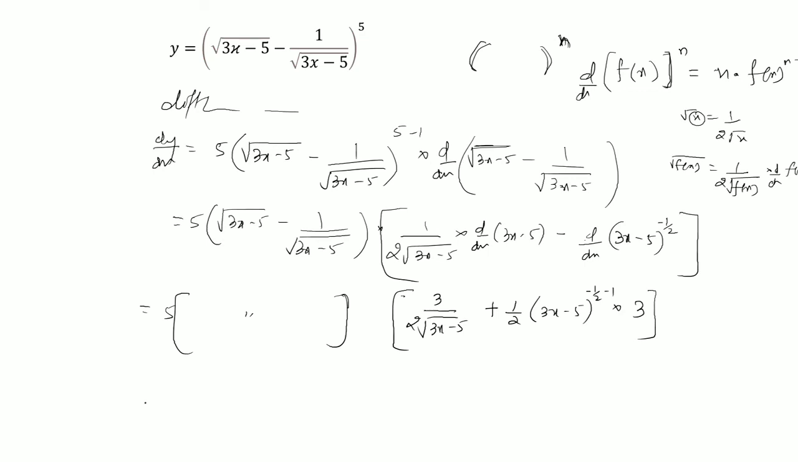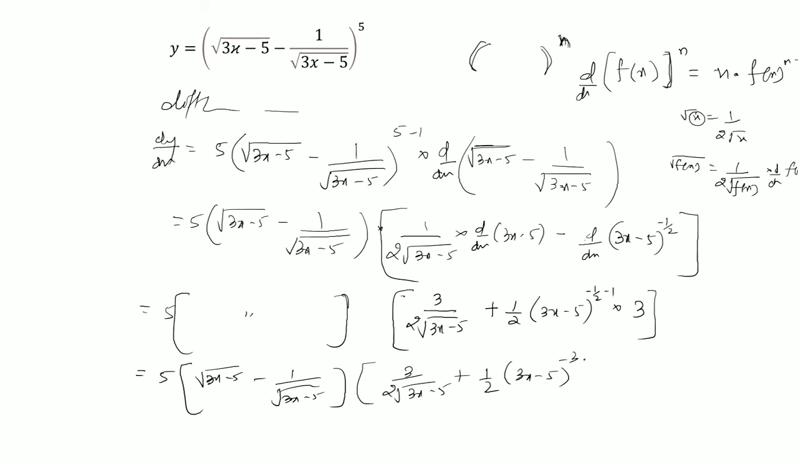So the final and complete answer would be 5 into (3x minus 5 minus 1 upon square root of (3x minus 5)) raised to 4 into (3 by 2 into root of (3x minus 5) plus half into (3x minus 5) raised to minus 3 by 2), and this 3 you can multiply over here, and you can take 3 by 2 common if you want.